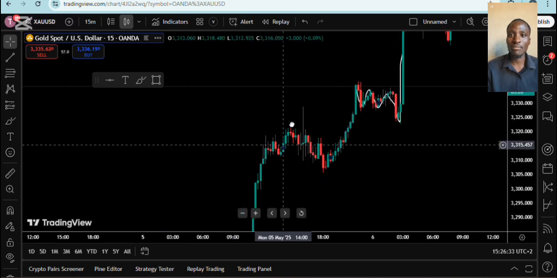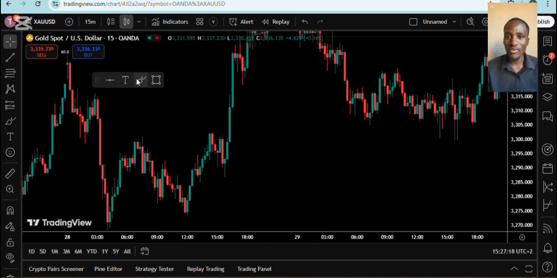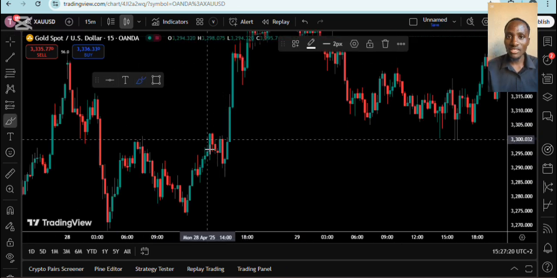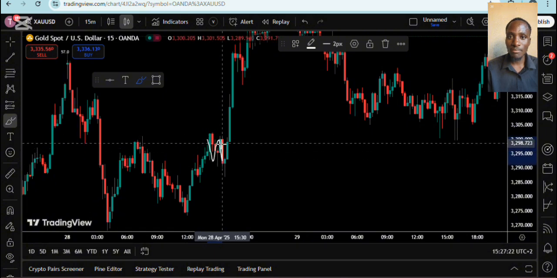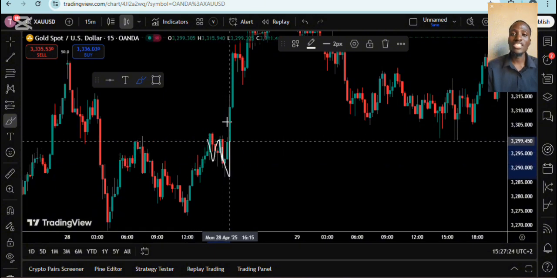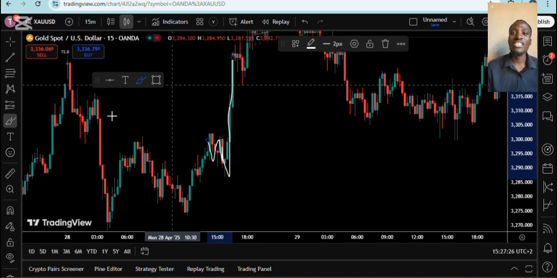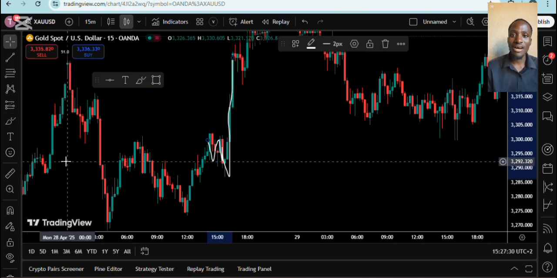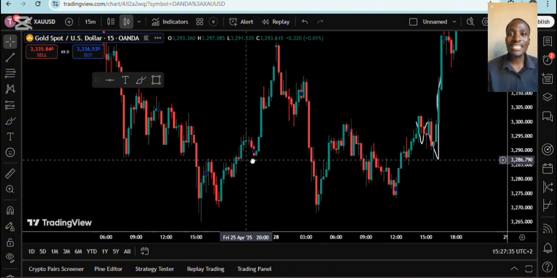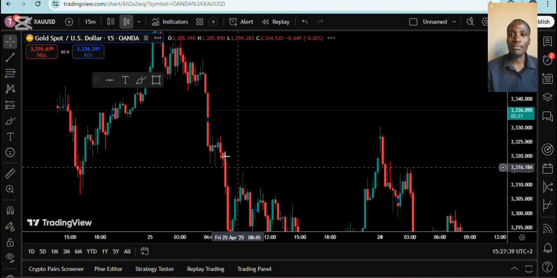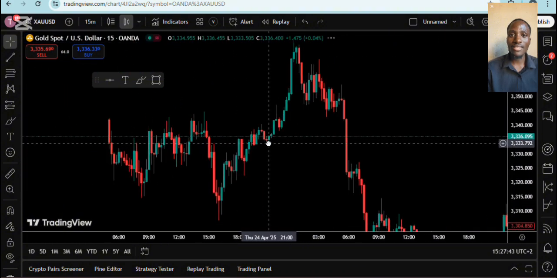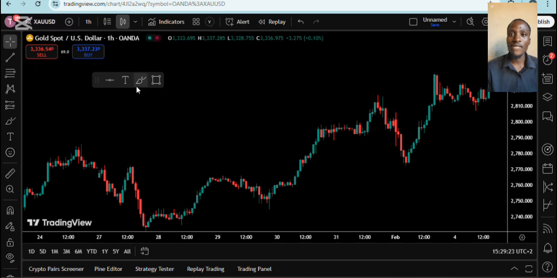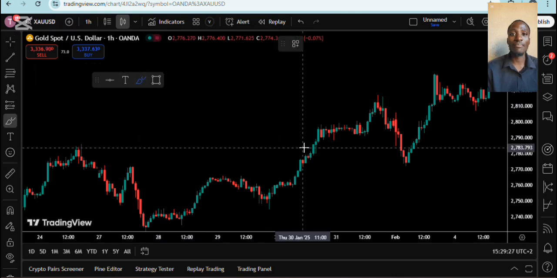So let me choose another example. That was the second example. You can see the third example right here. Ranging is the first part, then manipulation, then distribution. You can see that the distribution phase is the biggest phase of them all. Price then distributes, and goes in the direction it always wanted to go. Now let's choose another example here, a bearish example.